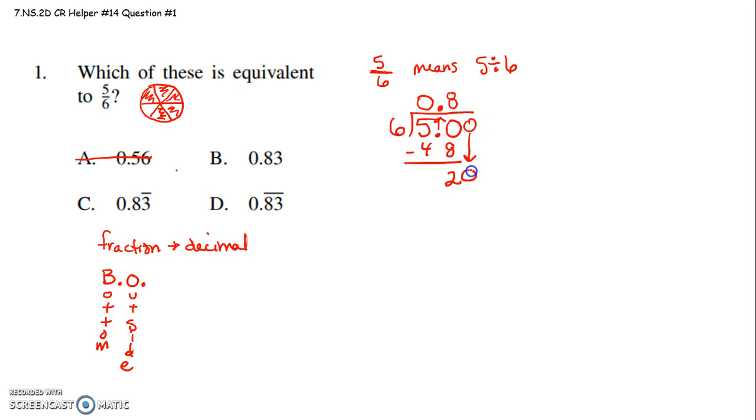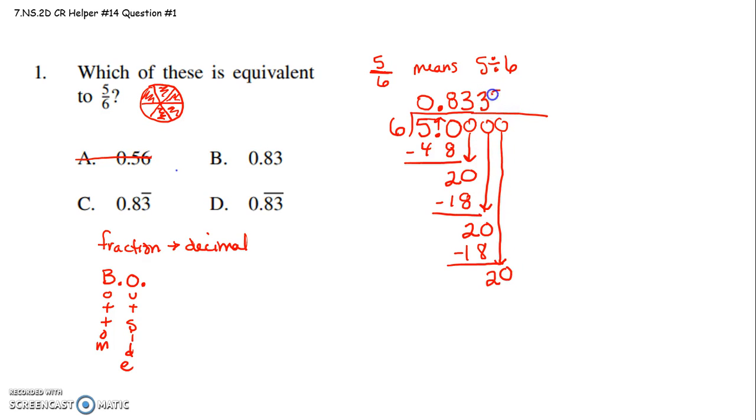Drag down a 0. How many times does 6 go into 20? 6 goes into 20 3 times. 3 times 6 is 18. Subtract off, 20 minus 18 is 2. Drag down a 0. Again, 6 goes into 20 3 times, and 20 minus 18 is 2. Drag down a 0. And what's going to keep happening here? It's just going to keep being 3, 3, 3, 3.